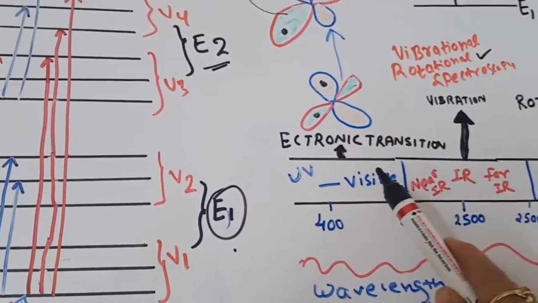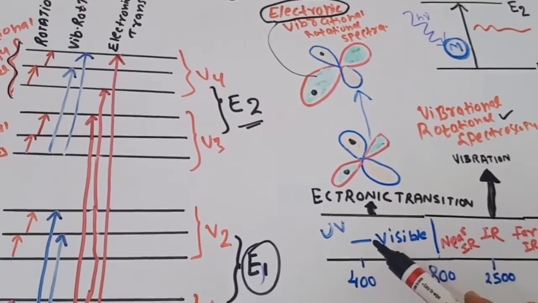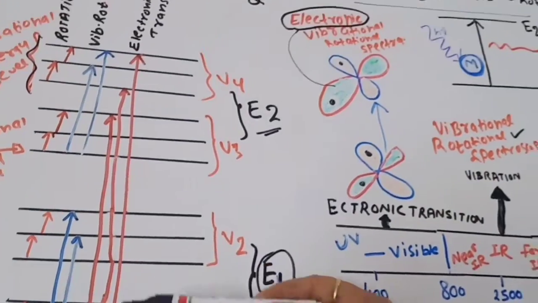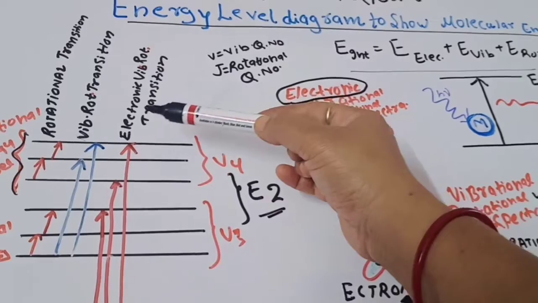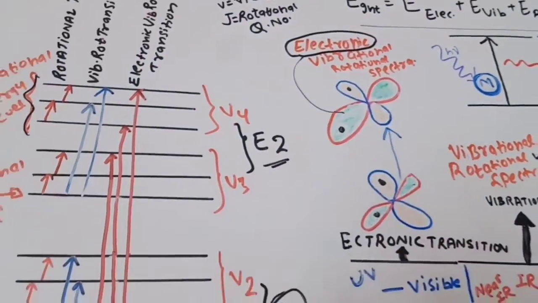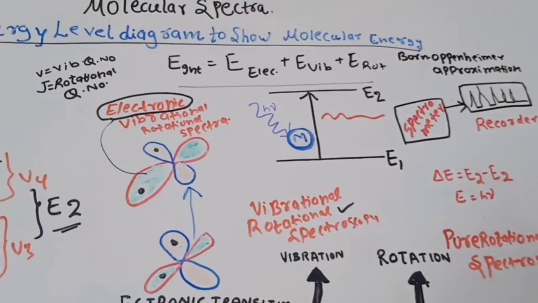But if we are using our UV visible radiation as a source, the changes will take place in the rotation, in the vibrational as well as the electronic energy level. So these transitions can also be termed as our electronic vibrational rotational transitions. Now we can see how the molecular spectrum is observed.